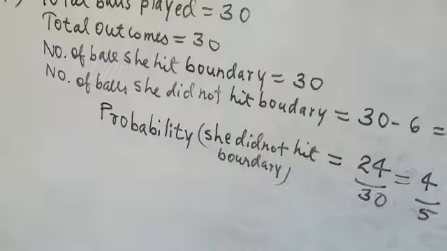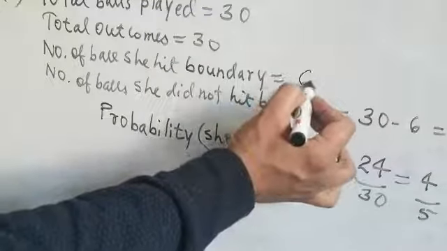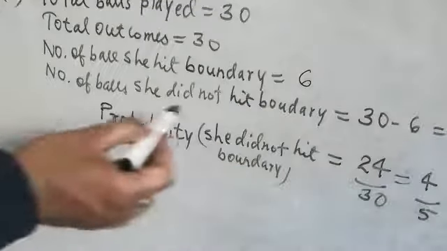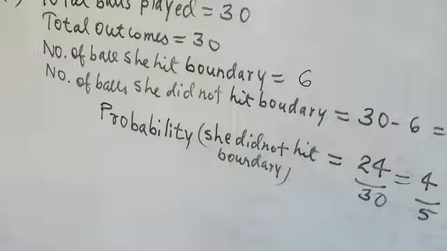Number of balls she hit with the boundary will be 6. Number of balls she did not hit the boundary will be 30 minus 6, which is 24. And here it is 24 upon 30. Now next question.